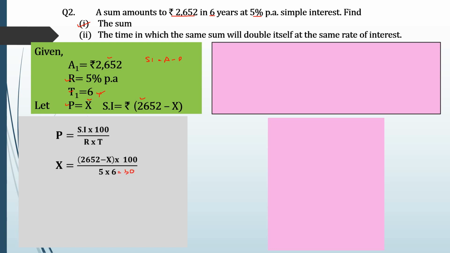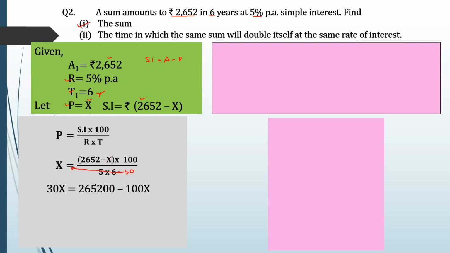So we have 30 over here in the denominator, so this denominator will multiply X over here. So 30 into X will become 30X, and when we open this bracket, we have to multiply by 100. So 2652 into 100 is 265200. We just have to add 2 zeros.